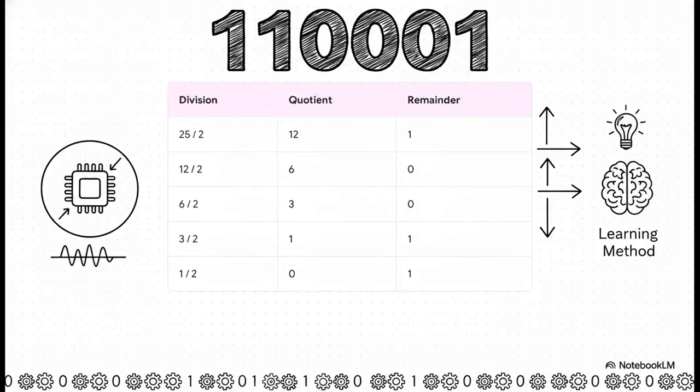Let's actually put that into practice using the number 25. Taking 25 divided by 2 gives us a quotient of 12 with a remainder of 1. Then 12 divided by 2 is 6 with a remainder of 0. We just keep going all the way down until the quotient reaches 0. Then, reading those remainders from the very bottom row up to the top, we get 1, 1, 0, 0, 1, right? So, Denary 25 is exactly binary 1, 1, 0, 0, 1. It's simple, it's repeatable, and it works every single time on test day.